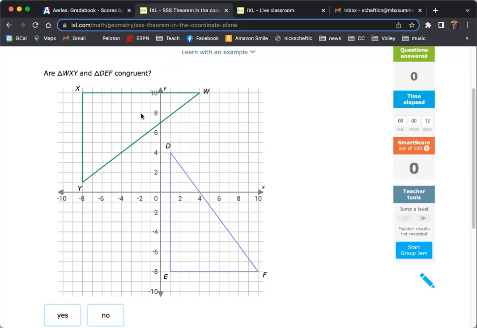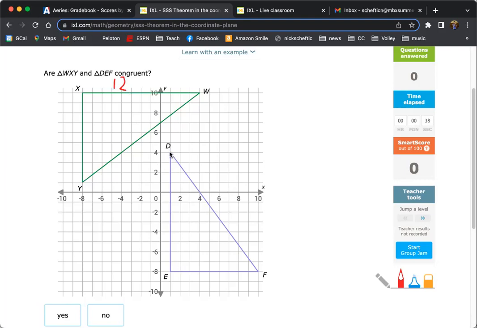Now, if you look at them, there's a rotation happening. So this blue triangle is going to rotate up here to there. So I'm going to have to measure D to E. I'm going to measure W to X. So W to X, if I just go left to right, it's between 8, let me get the little marker out, from 8 to 4 right there. So that's going to be 12 different spaces.